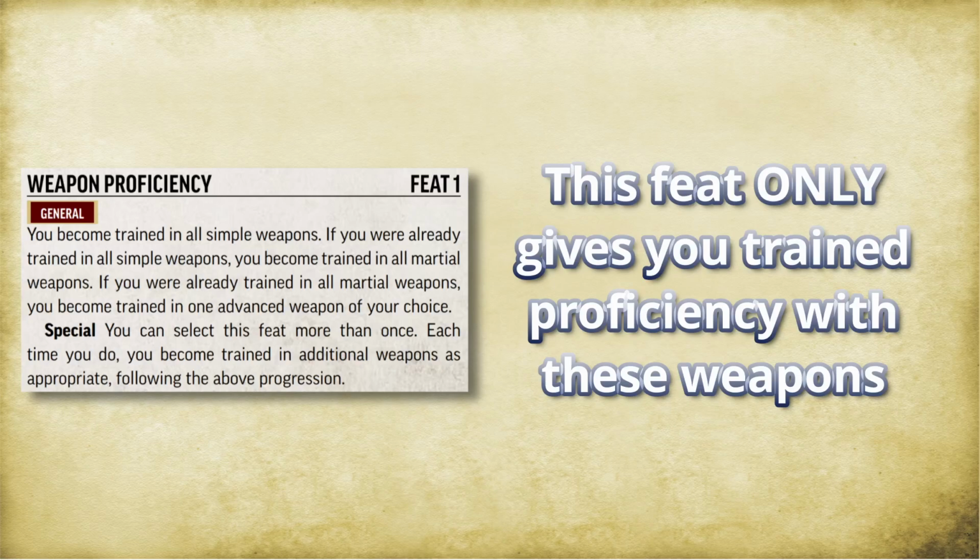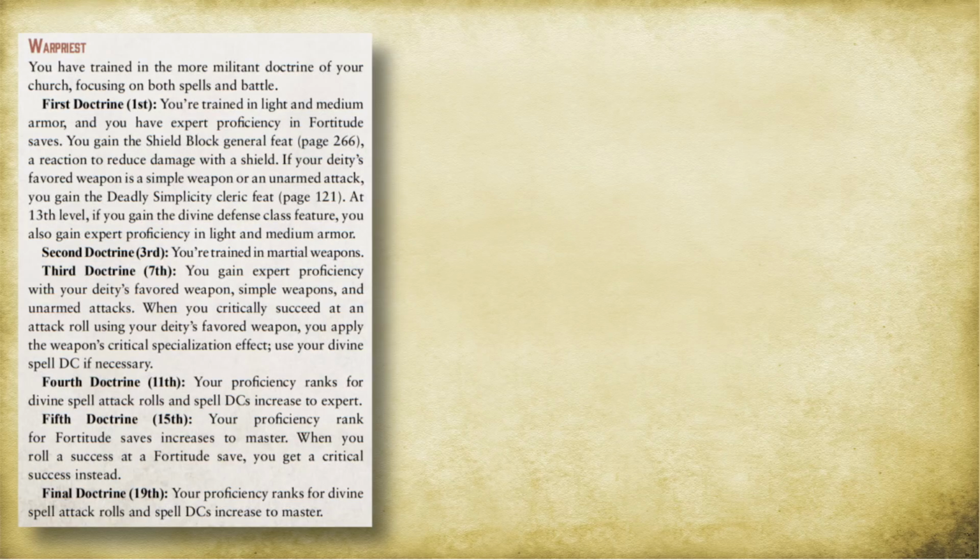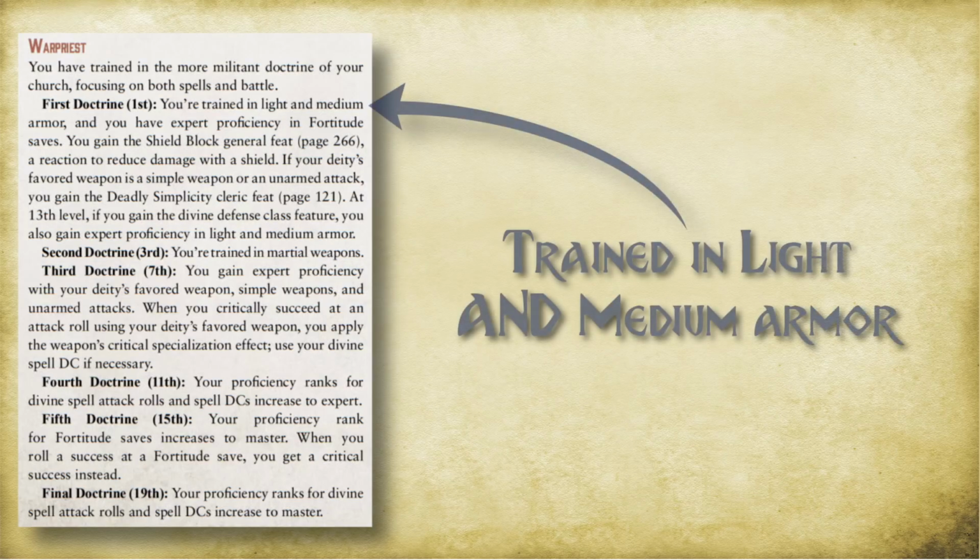Finally, the last thing here, and this is maybe the most interesting, the Warpriest adds trained proficiency in light and medium armor in their first doctrine, which is really adding two general feats in one when it gets down to it. It's a light and a medium armor proficiency.